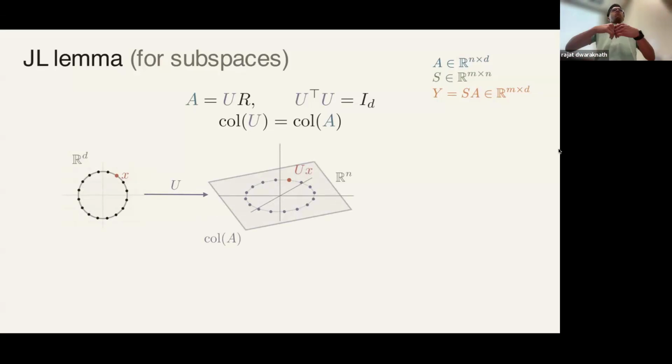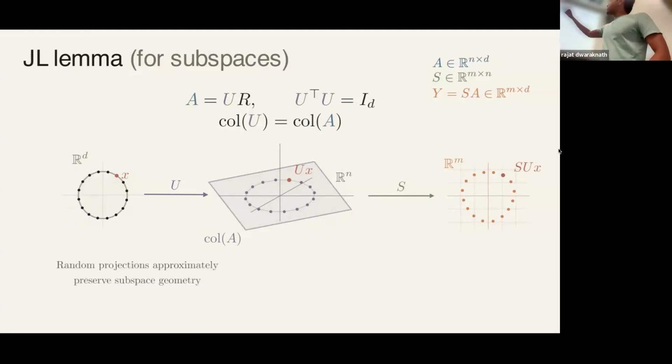Okay, and now what happens when we apply the sketch is this goes back down to an m-dimensional space. Now, what the Johnson-Lindenstrauss lemma says intuitively is that if S is that random matrix that we chose earlier with IID normal entries, that random projection approximately preserves the geometry in this subspace. Okay, that's the high-level vibes. But the JL lemma does more. It precisely quantifies this. What does it mean to approximately preserve subspace geometry?